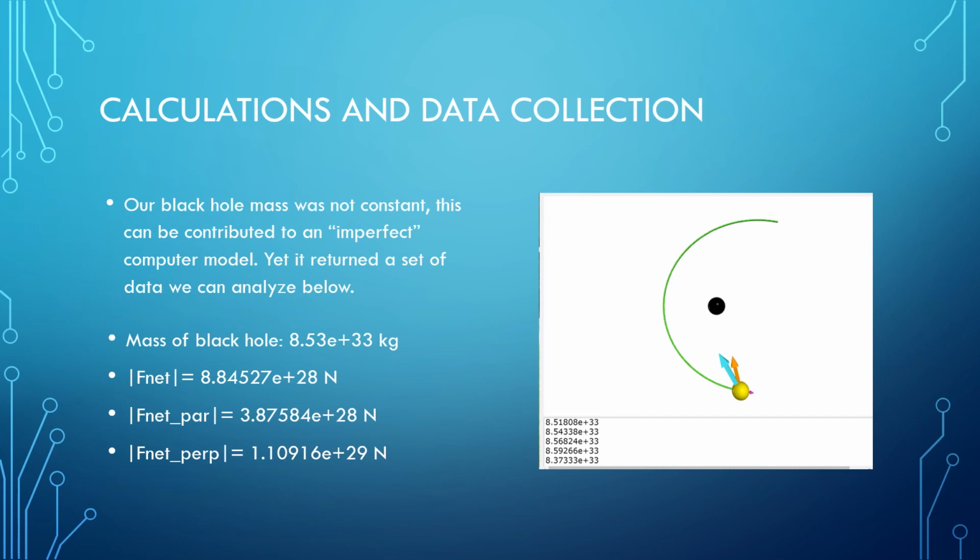In order to determine the mass of a black hole, I used Excel to produce an average of all of the mass data values. The final mass of the black hole was determined to equal 8.53 times 10 to the 33rd kilograms. Fnet was equal to 8.84527 times 10 to the 28th newtons. The Fnet in the parallel direction is 3.87584 times 10 to the 28th newtons, and Fnet in the perpendicular component is 1.10916 times 10 to the 29th newtons.